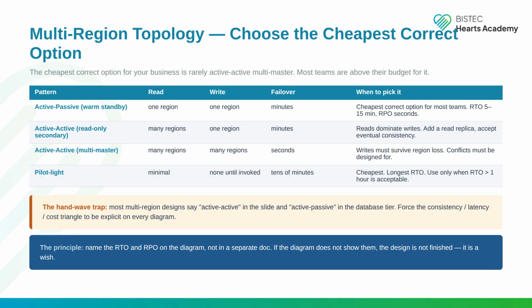The cheapest correct option for your business is rarely active-active multi-master. Most teams are above their budget for it, operationally, financially, and cognitively. 4 patterns. Active-passive with warm standby: reads in one region, writes in one region, failover in minutes. RTO 5 to 15 minutes, RPO in seconds. The cheapest correct option for most teams.